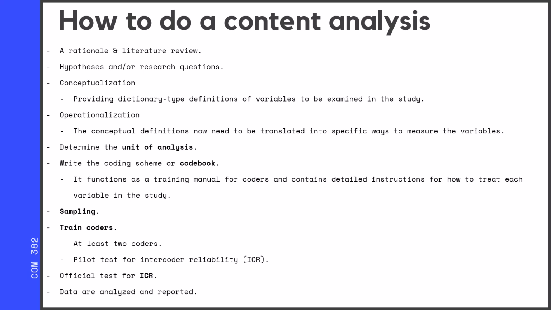You need to write the code book. This is like a training manual for coders and has detailed instructions for how each variable is going to exist in the study. There is an example of this in your textbook that is really helpful to look through. Sampling, which we're going to talk about, is how sampling works in content analysis. And then you're going to train coders. We're going to talk about coding in a minute, but in quantitative content analysis, you usually have at least 2 coders, and you do some initial pilot testing for intercoder reliability, which is the content analysis reliability test.